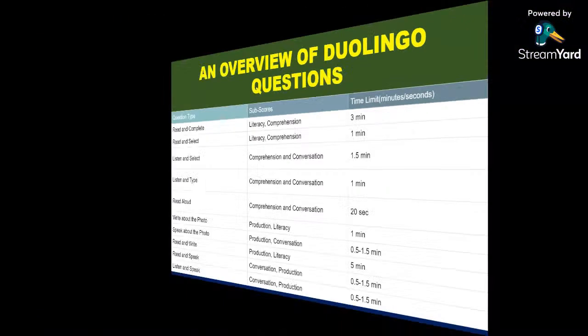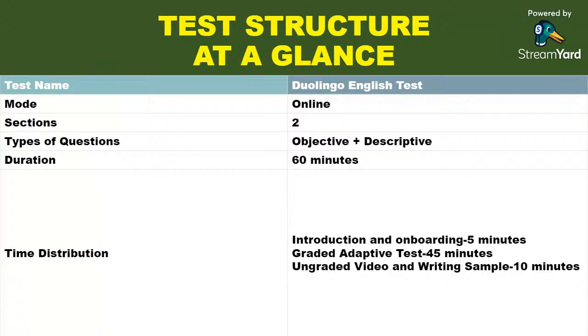Now that brings us to the test structure. We are going to look at the Duolingo English test modes first. The mode of delivery is online, okay? Then there are two sections, and the types of questions are objective and descriptive. The duration of the test is 60 minutes, as already hinted.